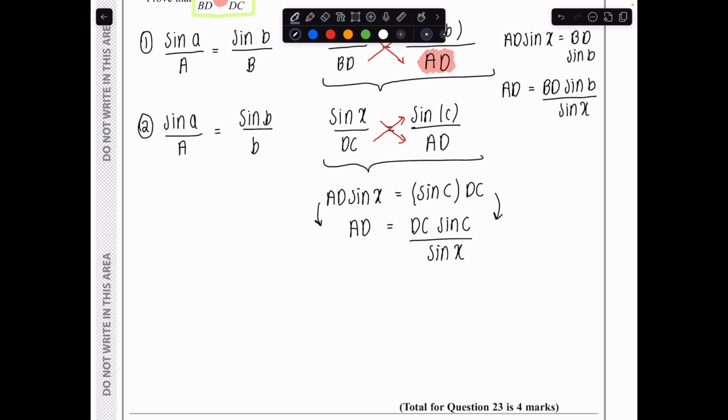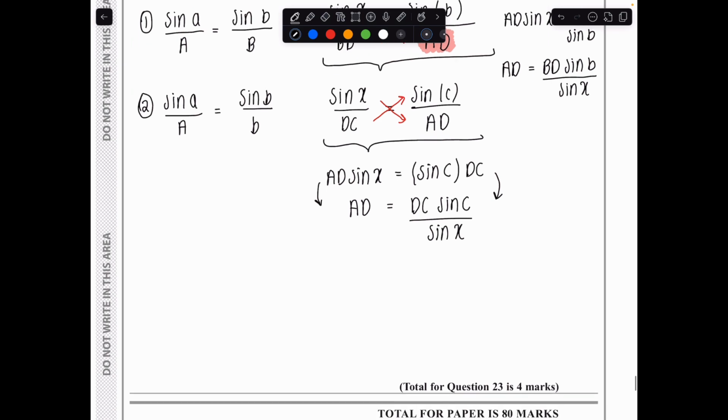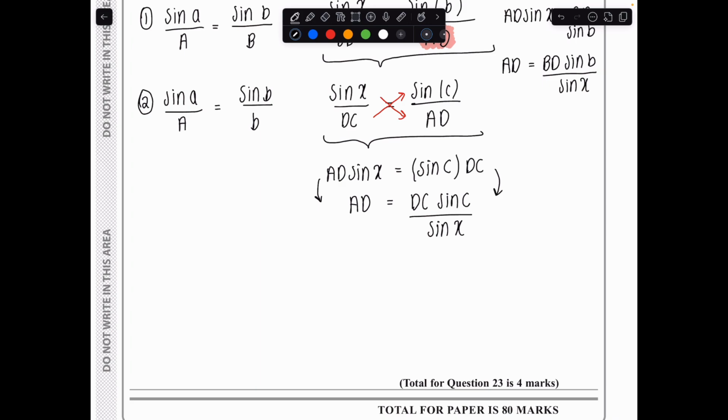So the next thing that we need to think about now is we've got a lot of unknowns. So we don't know what DC is, we don't know what BD is, we don't know what the angle B is, and we don't even know what the angle x is. But what we can do now is think that we've got AD and AD here.